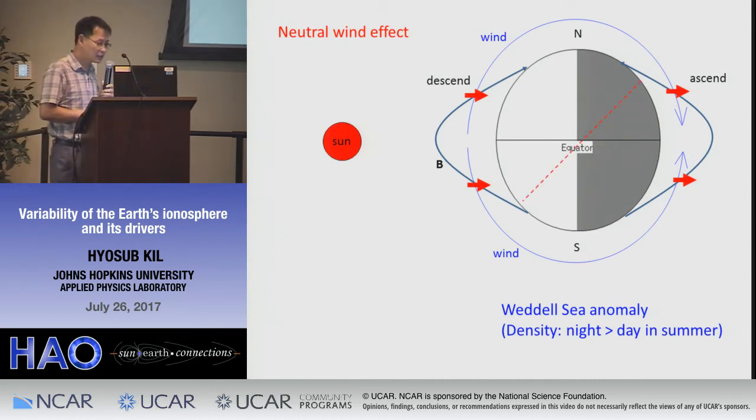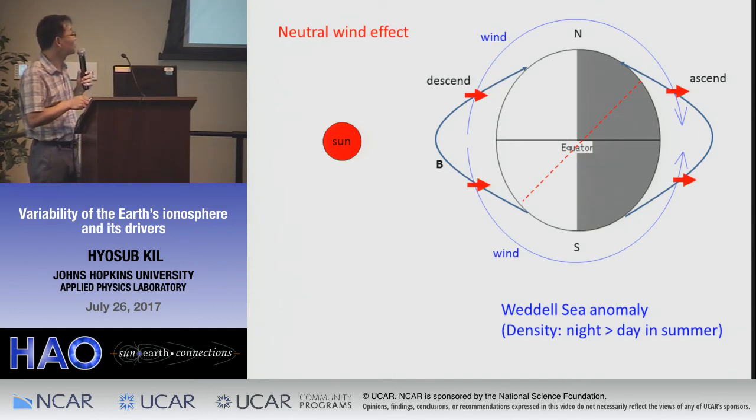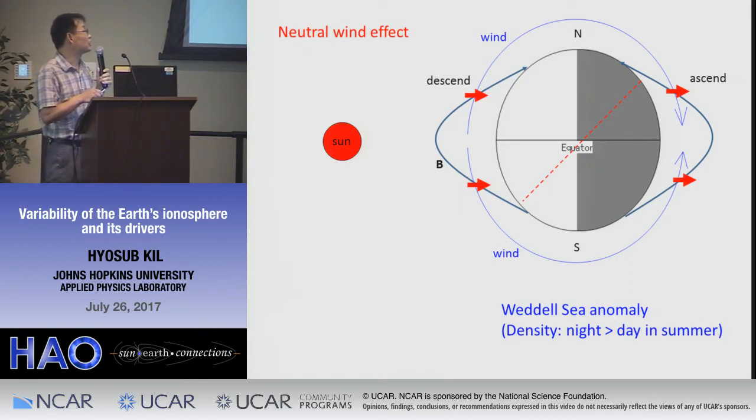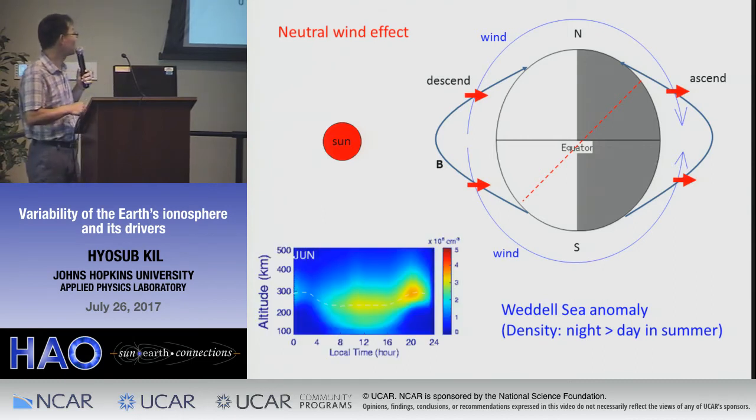Well, this is the equinox, but let's think about the June solstice. Sun is here, the wind may blow this direction, and this is the terminator. I mean, this area is still the sunny side, right? Even though the time is nighttime. So wind is blowing equatorward, and it pushes the ionosphere to higher altitude. But still, sunlight makes ionization at nighttime. Okay? So the plasma density at night can be greater than during daytime.